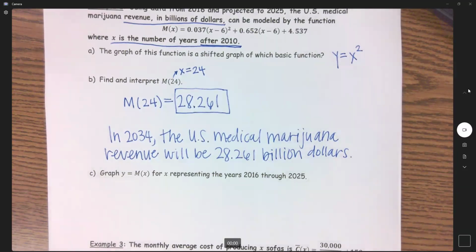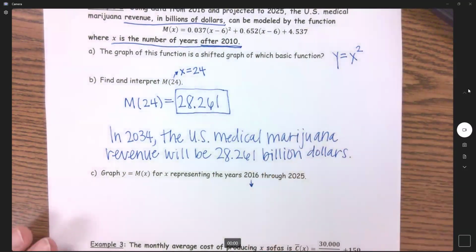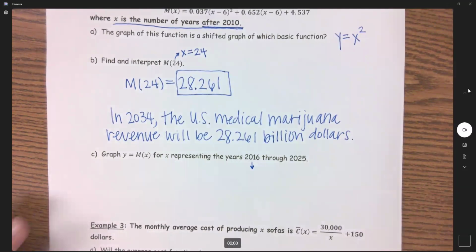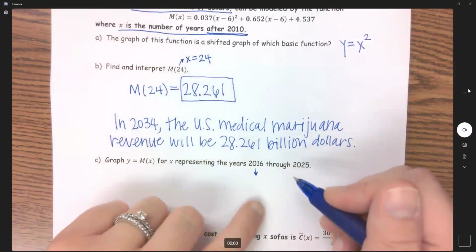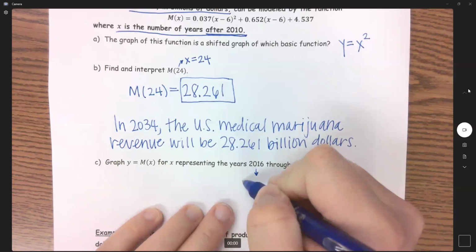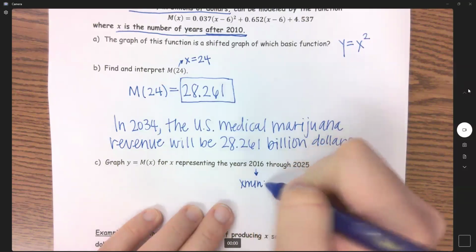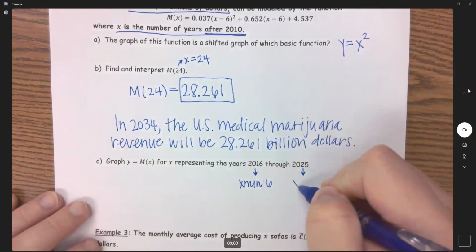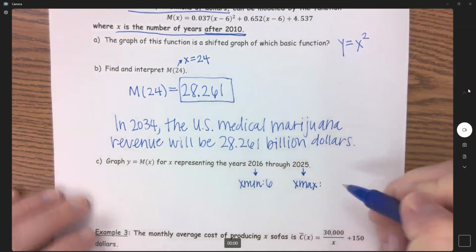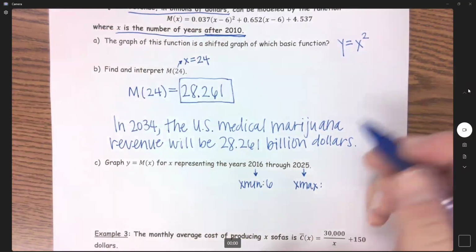Okay, now we want to graph my y equals m of x for x representing years of 2016 through 2025. So this in my math lab is probably more than likely going to be a multiple choice where you have to match the graph to the graph of the multiple choice, right? So if x is the number of years after 2010, we're in 2016, we're 6 years past. So this means my x min will be 6.